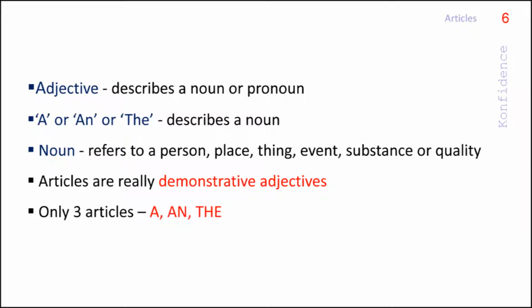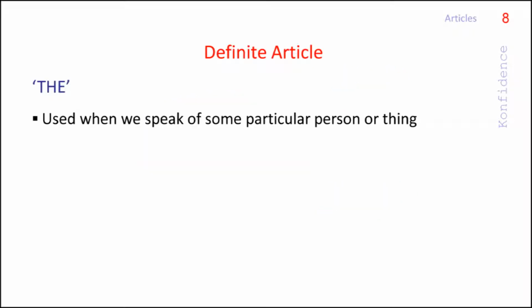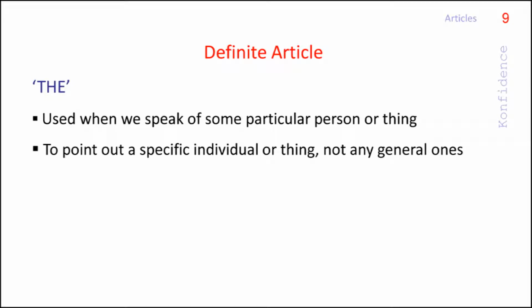There are only three articles in English. They are a, an, and the. There are two types of articles in English: definite article and indefinite article. The is called the definite article because it's used when we speak of some particular person or thing. When we use the, we point out a specific individual or thing, not any general ones.